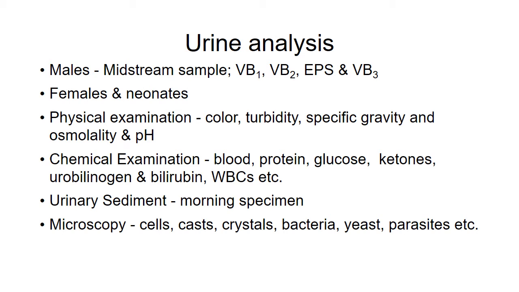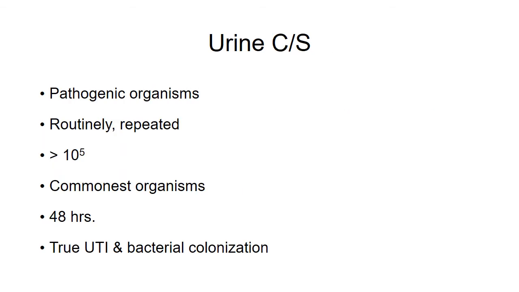Urine sediment estimation. For this, we have to examine the urine within 1 hour, morning specimen. And in microscopy, we will look for cells, casts, crystals, bacteria, yeast, parasites. Now moving to urine culture. It is used to detect the presence of pathogenic organisms in the urine, and we have to prescribe appropriate antibiotics depending upon the culture report. Usually done routinely, and if needed, we have to repeat the test when there is infection.